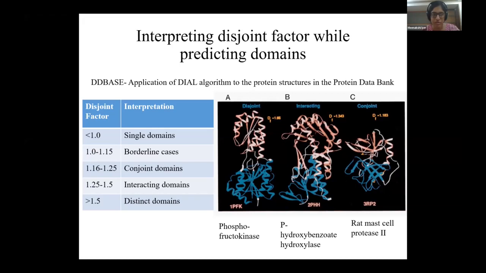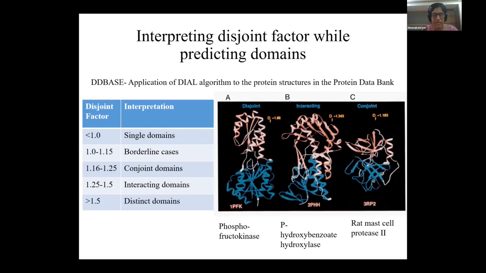For the values 1.16 to 1.25, we are calling those structures conjoint domains, where there are two domains, but their secondary structures are very much interacting with each other. Here we have the example of rat mast cell protease 2. Here we see that there are secondary structures between two different domains which are extensively interacting with each other.